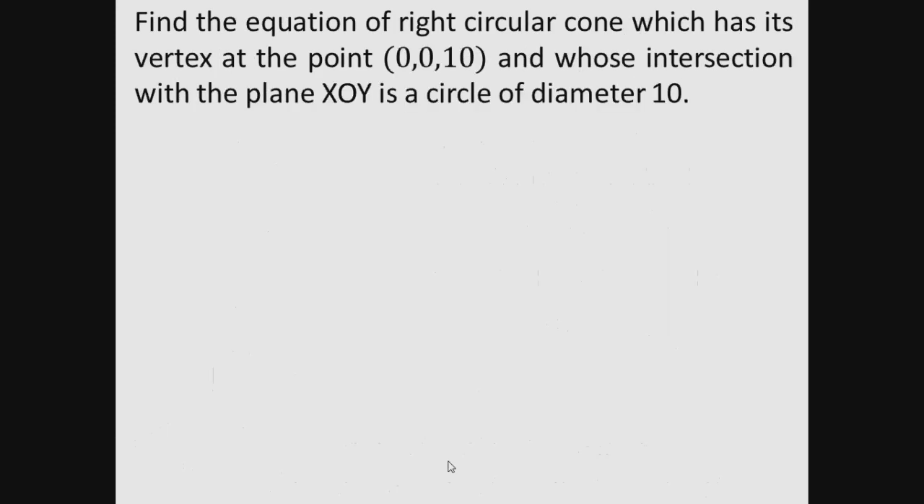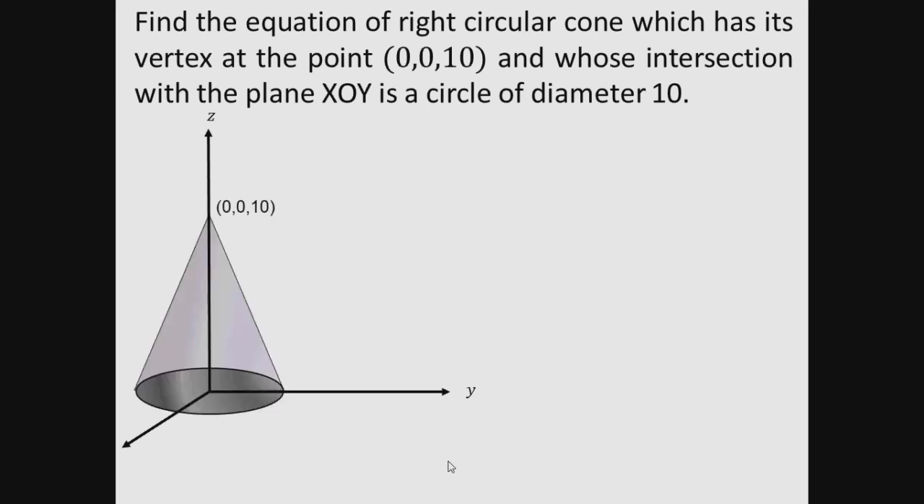Now take the next problem. Find the equation of the right circular cone which has its vertex at point 0, 0, 10 and whose intersection with the plane XOY is a circle of diameter 10. So we are given a vertex, we are given that the intersection of the cone with the XY plane is a circle with diameter 10. Diameter 10 means its radius must be 5. Okay, so this 0, 0, 10 is the vertex, and the intersection of that with the xy plane is a circle.